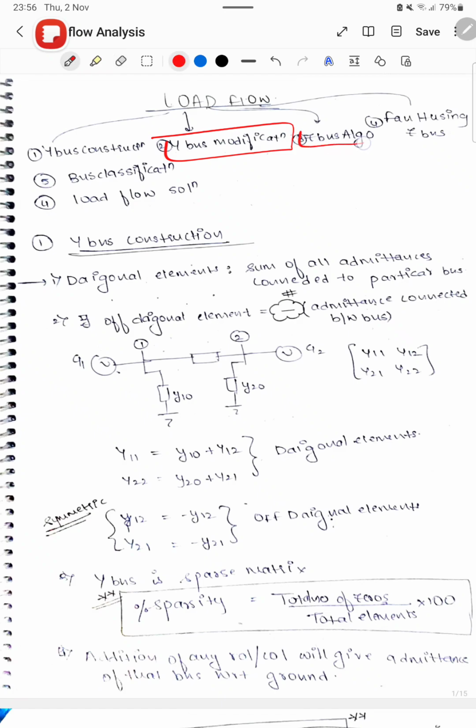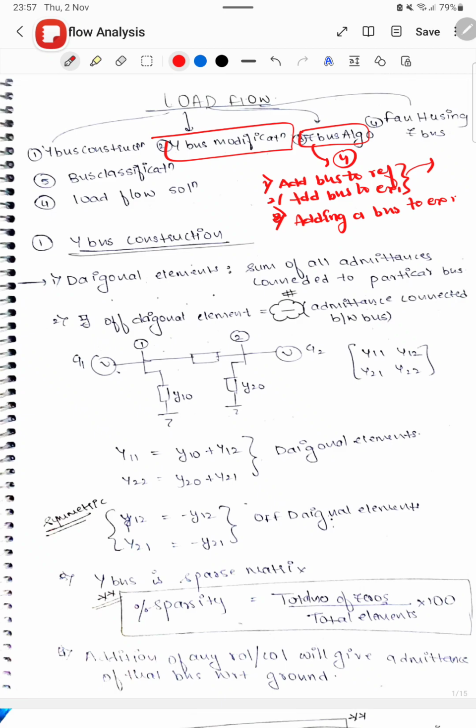Then we will talk about ZBus algorithm. In that also we'll talk of 4 algorithms. Firstly, it will be adding a new bus to reference bus, then adding a new bus to existing bus, then thirdly adding a bus to existing bus. So the initial two were addition of new buses, and the fourth one was addition of a bus between two buses. So here we will be handling 4 cases.